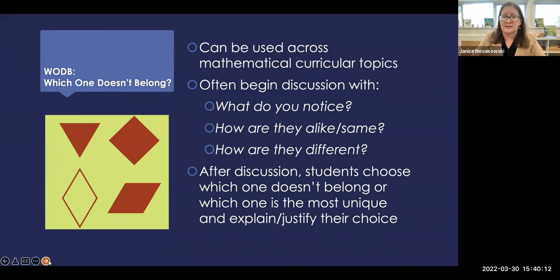But you might start a discussion by projecting one so the whole class can see and just say, what do you notice? And then how are they alike? How are they the same? How are they different? And have students point out some of those similarities and differences. And then maybe they turn and talk at their groups or to a partner to think about, if you had to just choose one, which one is the most different, or which one doesn't belong, or which one is the most unique, however you would like to phrase it. And then they need to explain and justify their choice. And that's where all sorts of mathematical thinking and language is embedded in this particular routine.